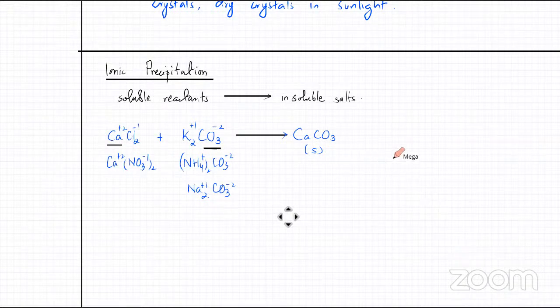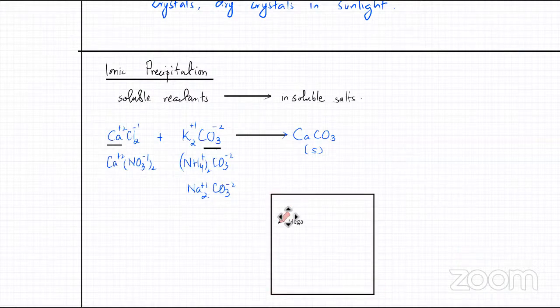So now, what's the logic behind that? Why do we want that to happen? So what happens is, let's say I'm taking calcium chloride. I've added calcium chloride to the beaker. And from the other side, I'm also pouring in potassium carbonate. And that is also soluble.